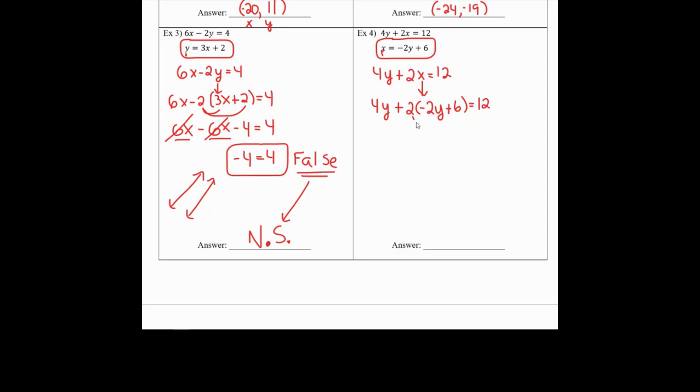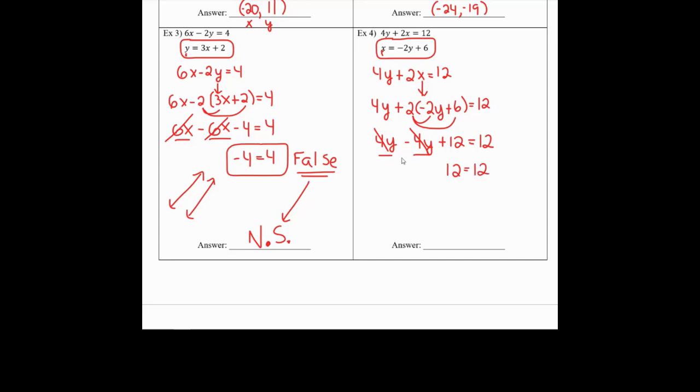Now we're going to solve the equation. So we're going to multiply. So we bring down the 4y. 2 times negative 2 is negative 4y. 2 times 6 is 12 equals 12. Now we combine like terms. 4y minus 4y, 4y cancels. I'm left with 12 equals 12.